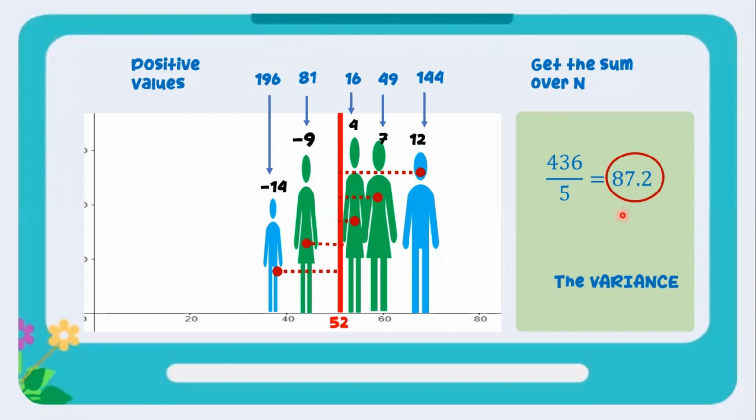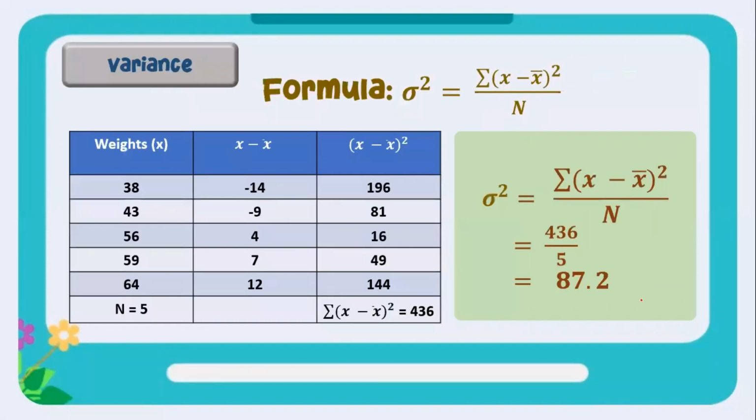That is the variance. In the table, we have here the formula of our variance. So this is the symbol for our variance. Variance is equal to the summation of the square deviations from the mean over n. We have here in our table the weights, and then the deviations from the mean, and the square deviations from the mean. So that is the same.